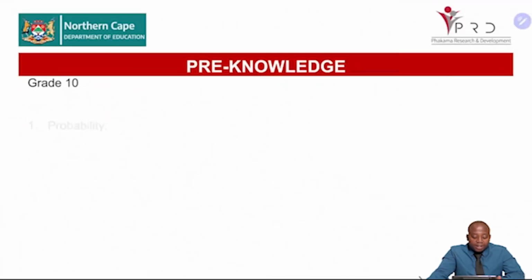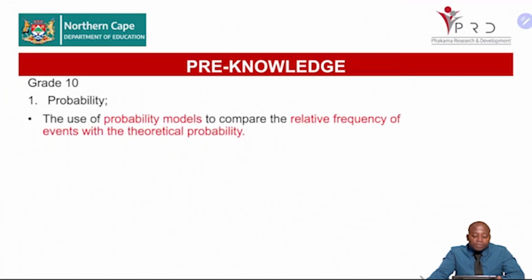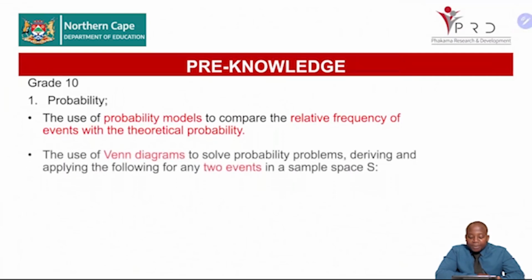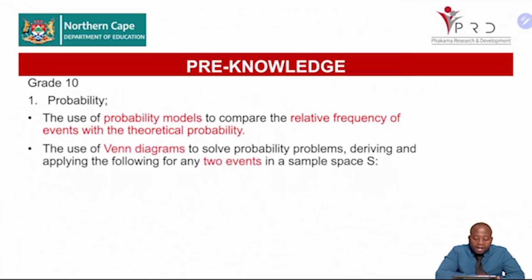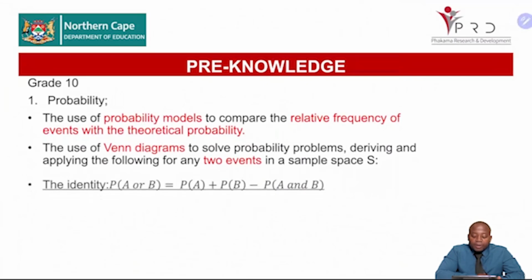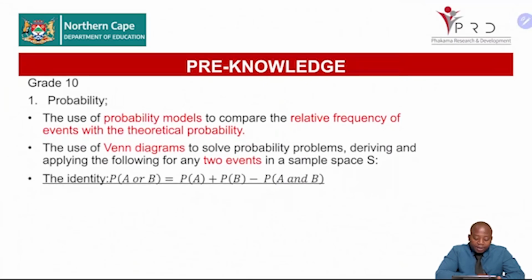Coming into this lesson, we must know the pre-knowledge from grade 10. So what did we learn about probability in grade 10? We learned the use of probability models to compare the relative frequency of events with theoretical probability. We have used the Venn diagram to solve probability problems, deriving and applying the following for any two events in a sample space S. So we have worked with the Venn diagram that only contains two events in our sample space. We have worked with the identity rule.